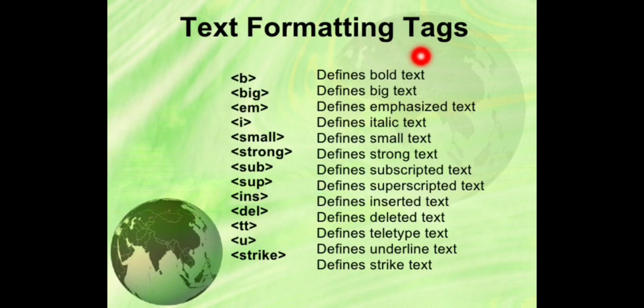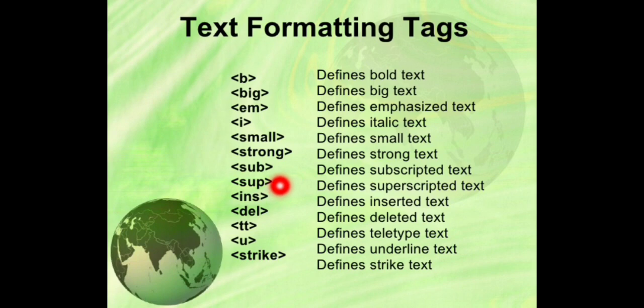Now some text formatting tags. The B tag is used to make the text bold. This is also used to make the text bold. EM for emphasized text. I for italic, small for small size text. Strong for bold. SUB for subscripted text. If we have to write chemical formulas, you might have seen H2O. In H2O, the 2 is slightly below the baseline, so we will use the SUB tag for it.